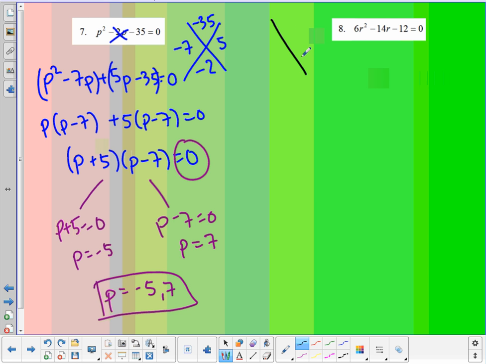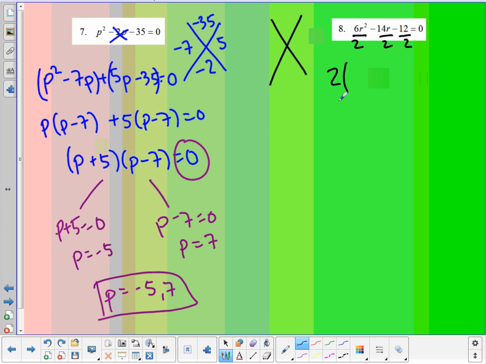In number 8, if I set up my factor x, I've got 6 times negative 12. Back up. When I take a look at number 8, I have 6r squared minus 14r minus 12. The first thing I notice about those is that they're all even. I can divide all of these by 2. I'm going to take out a GCF. And all that does really is make it a little bit easier to factor.